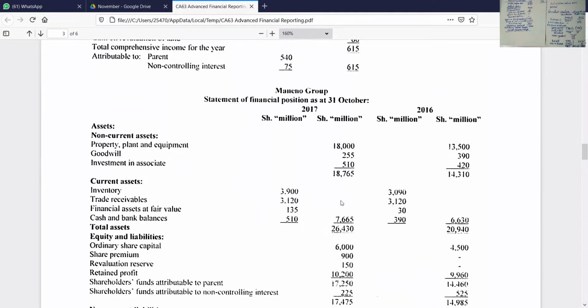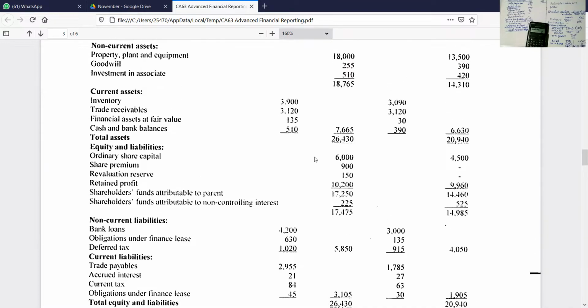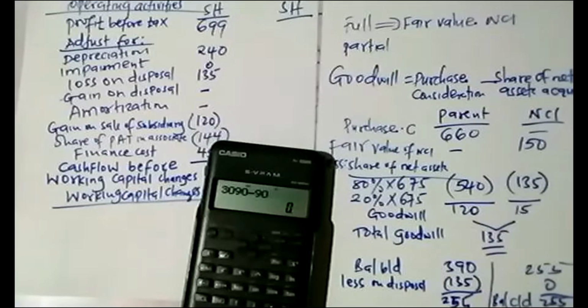So after you have taken your balance brought down for this inventory of 3090, I have to subtract the 90. Remember that because it was a disposal, the subsidiary was disposed. So I get 3,000. Then I compare with the balance carried down, the 3,900, this inventory. So I can conclude that there was an increase in inventory by 900.